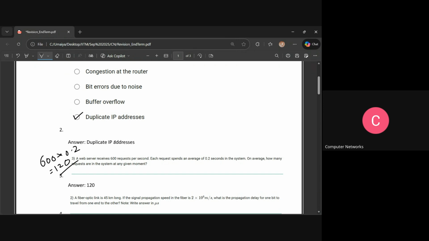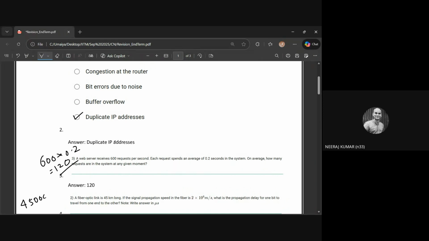The next question is, a fiber optic link is 45 kilometers long. If the signal propagation speed in the fiber is 2 into 10 to the power of 8 meters per second, what is the propagation delay for one bit to travel from one end to the other end? They have also mentioned we have to write the answer in microseconds. So it will be distance divided by the propagation speed. The distance here is 45 kilometers, so we convert it into meters, because the speed is in meters per second. So if I convert 45 kilometers, what will be the answer?